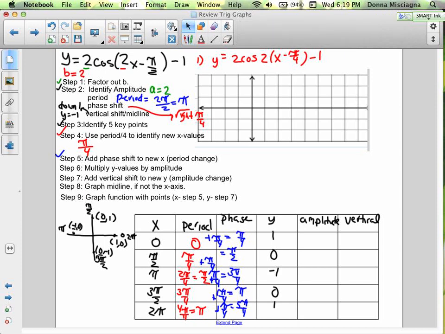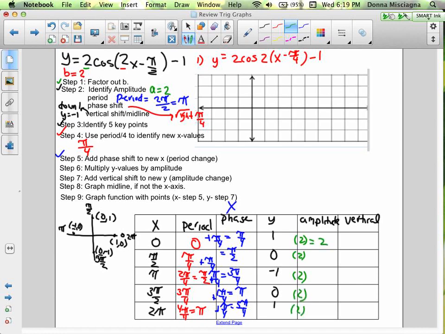Now we're going to multiply. We're done with the x values. So this is our x for graphing, right here. There's our x values. Now we need our y values. So we have the starting y values. We need to multiply those by the amplitude. So we're going to multiply all of those by 2. So that would be 2, 0, -2, 0, 2.